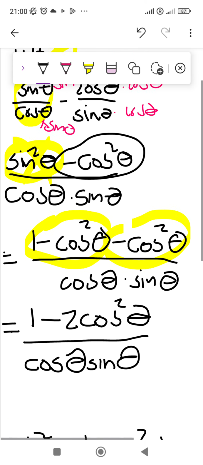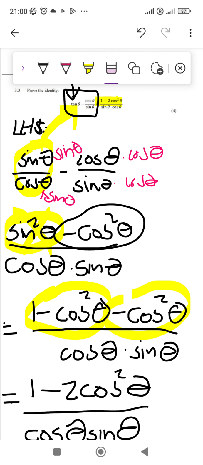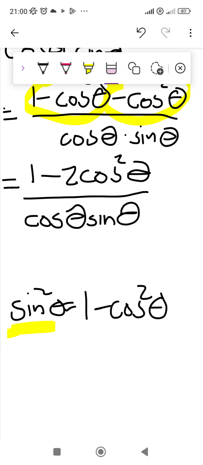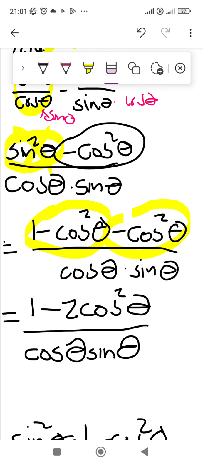Let's have a look at what we want. Well, that is exactly what we want. That is our right hand side. So there we have proved the identity. What did we do? We changed tan, then we had two fractions, so we had to subtract the fractions. We got the denominators the same. Once the denominators were the same, we could add the numerators. In the numerator, we changed sine squared theta using our square identity, and the rest of that was simplification.